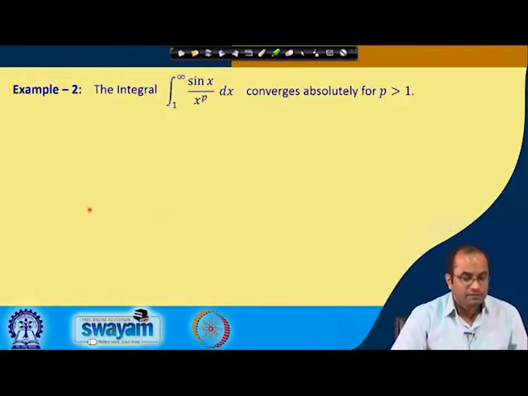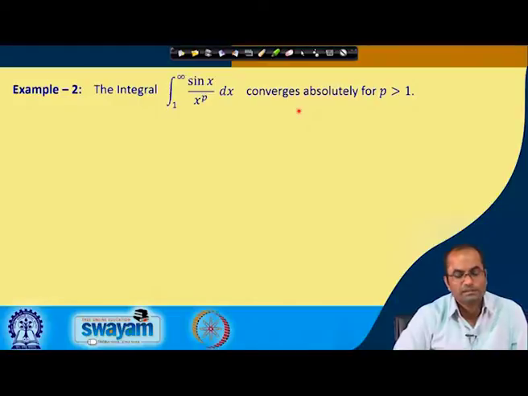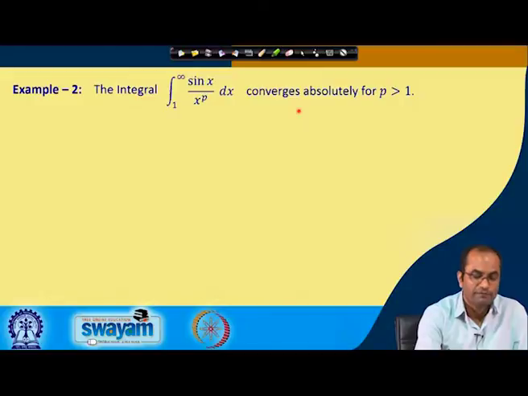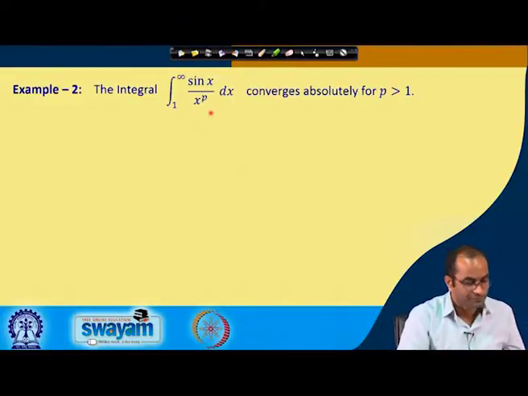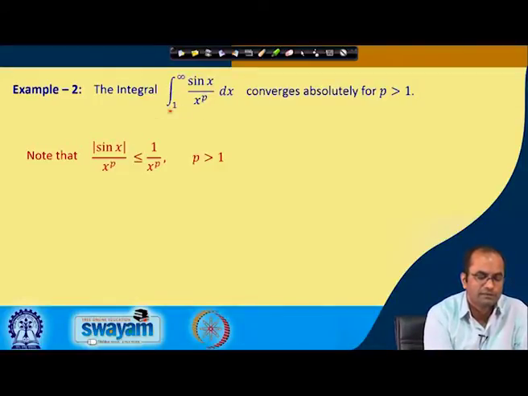Coming to this example, the integral from 1 to infinity of sin x over x to the power p dx, we can now show that this integral converges absolutely for p greater than 1. For any value of p greater than 1, this integral converges absolutely. The idea is clear, which was also mentioned a bit in the previous example. If we take the absolute value of this integrand, that means sin x over x to the power p, here x is taking positive values and p is greater than 1.